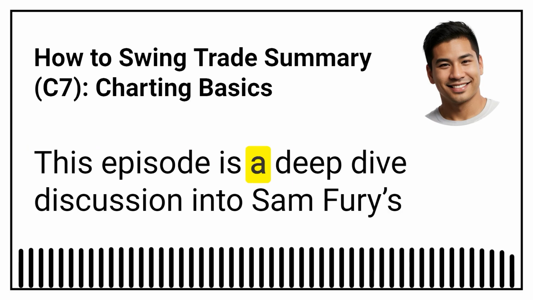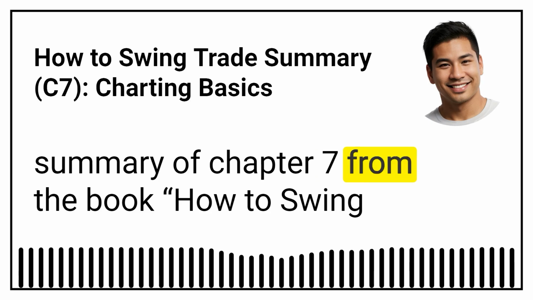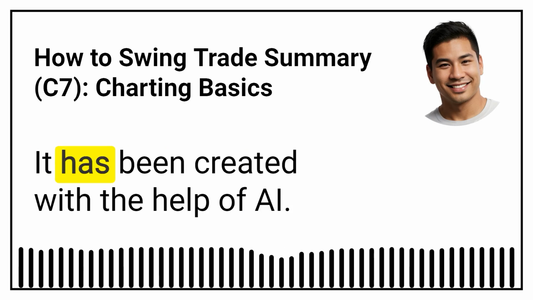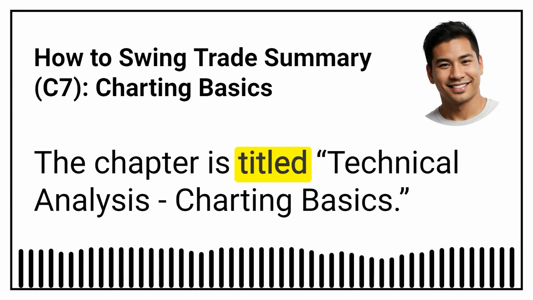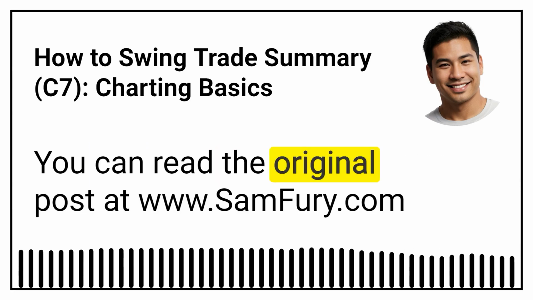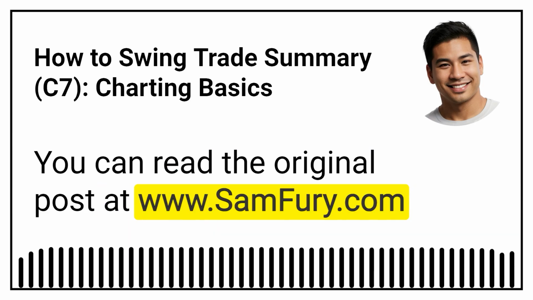This episode is a deep dive discussion into Sam Fury's summary of Chapter 7 from the book How to Swing Trade by Brian Pazim. It has been created with the help of AI. The chapter is titled Technical Analysis Charting Basics. You can read the original post at samfury.com.